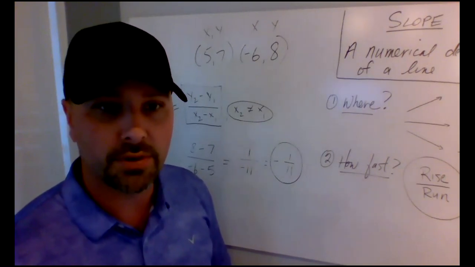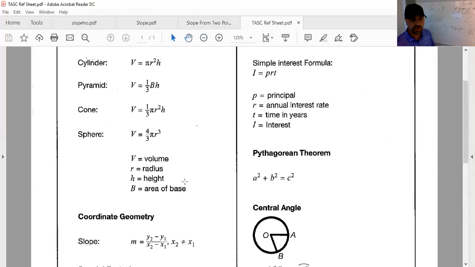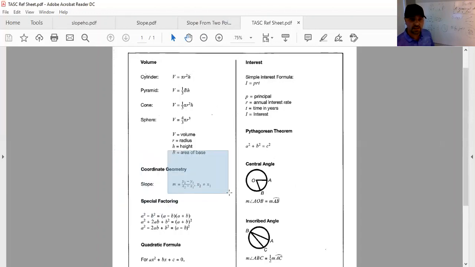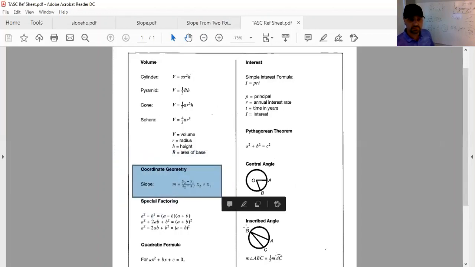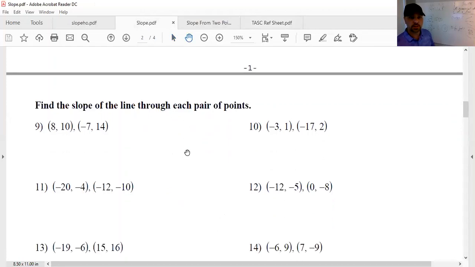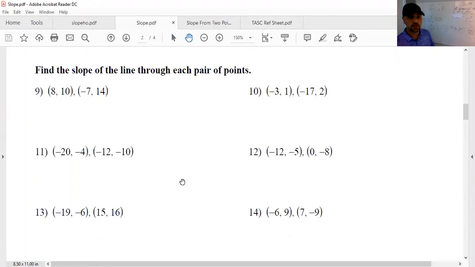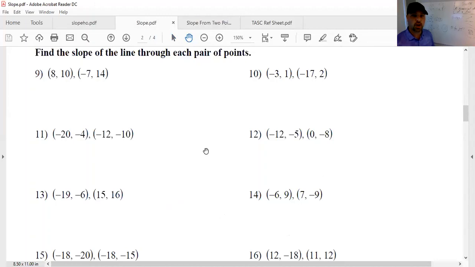to our worksheet and try a couple of those. All right, so again, on the formula sheet, you're going to find that on the left side here. Okay, coordinate geometry. So let's go back to this worksheet. This is the one we were working on with the graphs on the first page. Here's the second page. So go ahead and try numbers 9 and 10. Pause your screen and then come back and we will go through them.